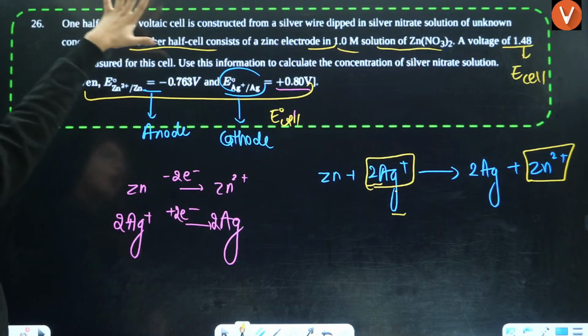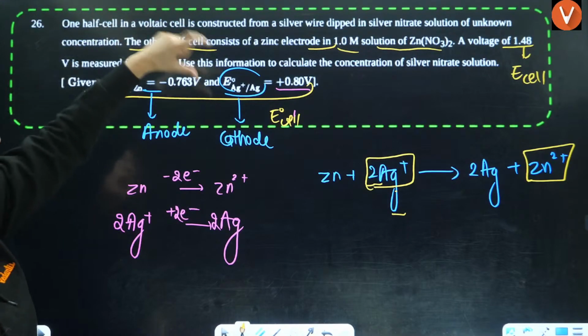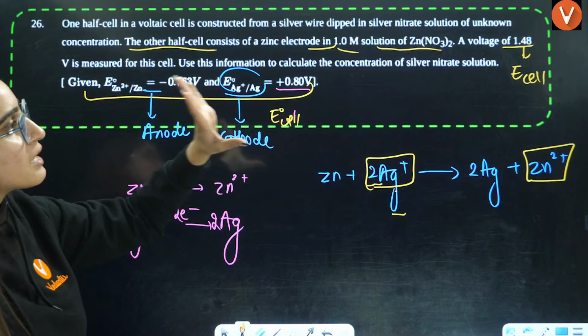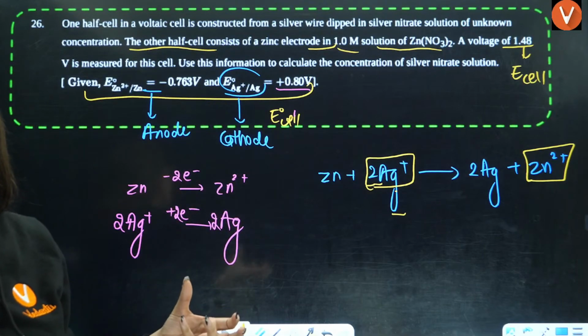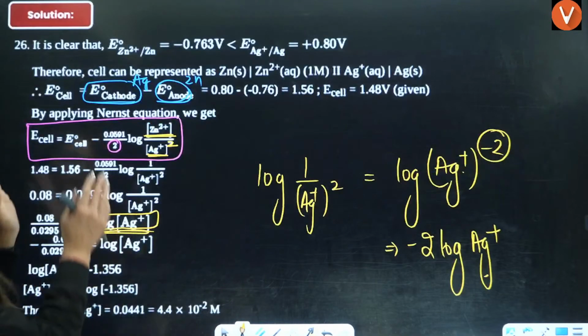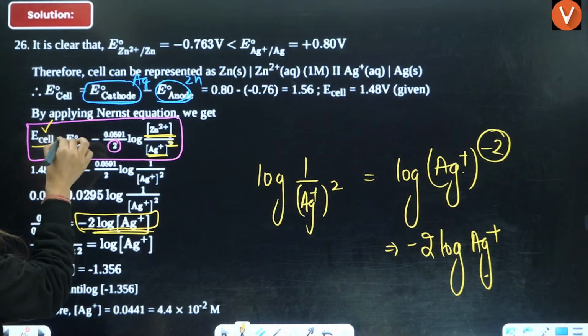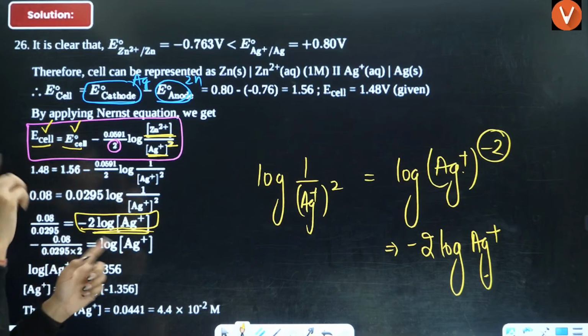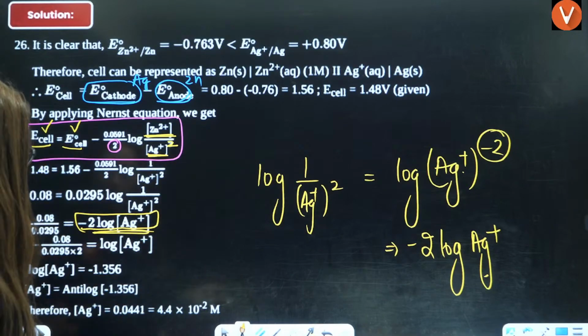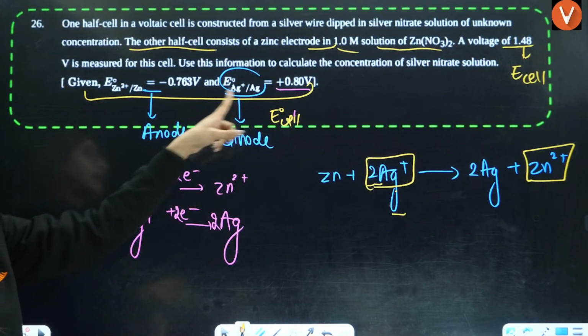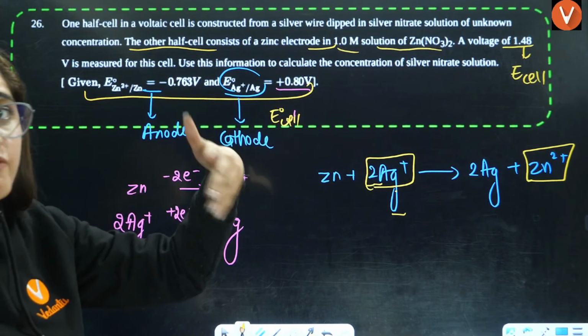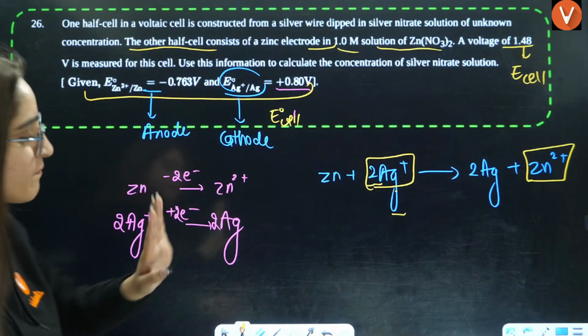So basically, one half of the cell they are saying is this. Other half is this. They are asking you to find the concentration. So basically, we'll just apply the Nernst equation here. For the Nernst equation, E naught is given to you. E naught cell you can easily calculate by E naught cathode minus anode. How to find anode and cathode? That you can find from which has more reduction potential. That will be the cathode side, right?